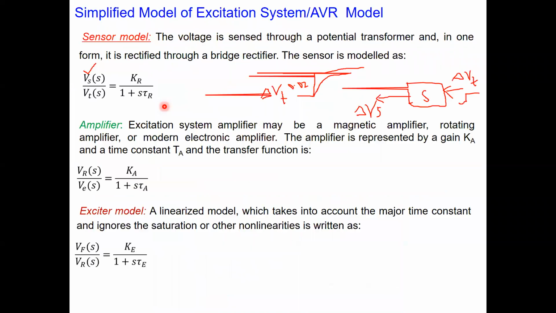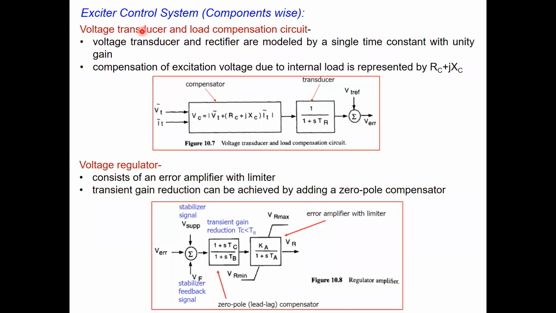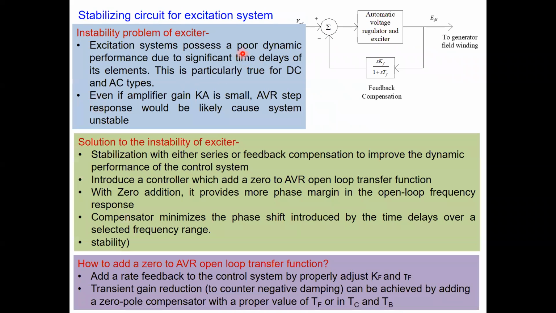When you look at this, the sensor model is a first order delay. The amplifier is again a first order delay. The exciter model itself is first order. But again, this is a most simplified model representation. If you take a more non-linear model, then a higher delay will be introduced, and thus the dynamic performance of the excitation system is comparatively poorer.